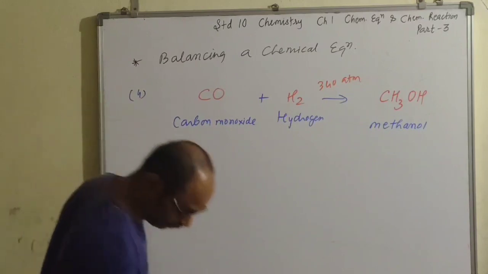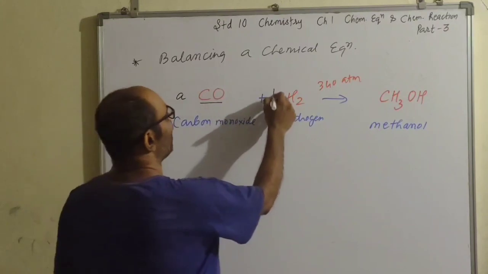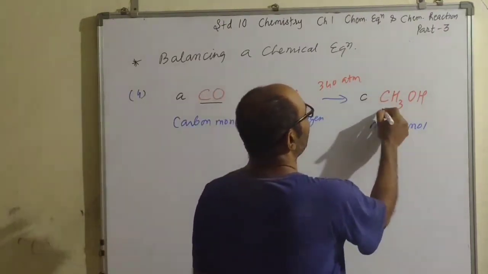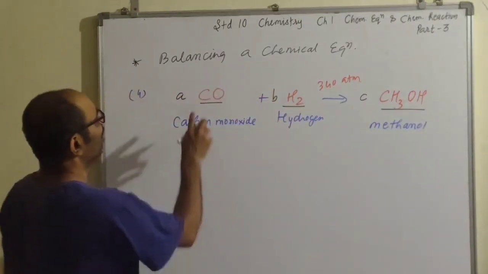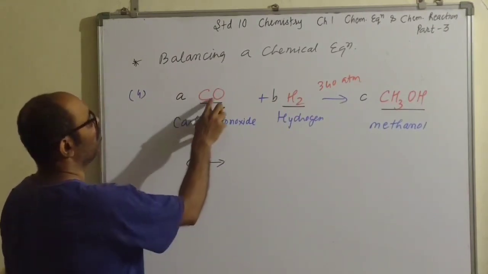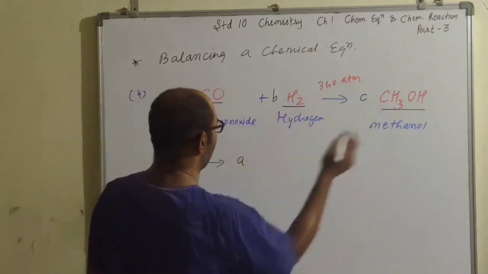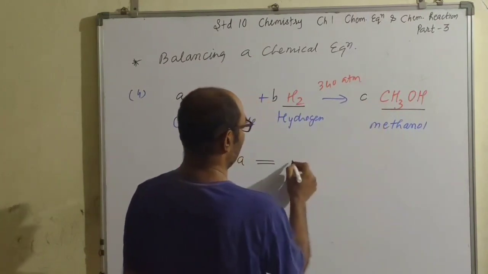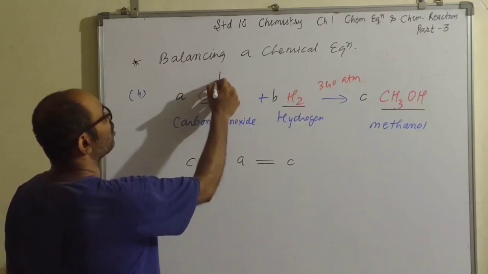Now I'll put A molecule of carbon monoxide combines with B molecule of hydrogen to produce C molecule of methanol. Alright. Carbon atoms. First I do carbon. 1 into A. Then there is no more carbon. Now right hand side will be equal. Carbon 1 into C. So A is equal to C. First equation. Next oxygen.